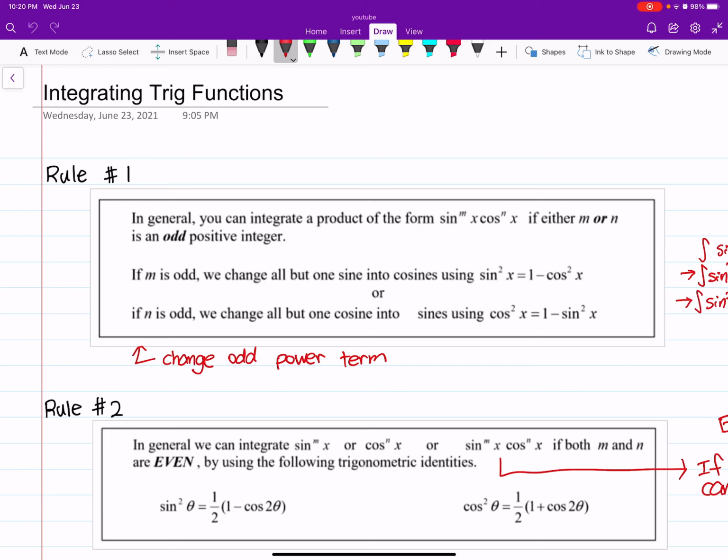So today I'm going to talk about how to integrate trig functions, and I have summarized two rules that will be extremely helpful for you to do so. So let's get to it.